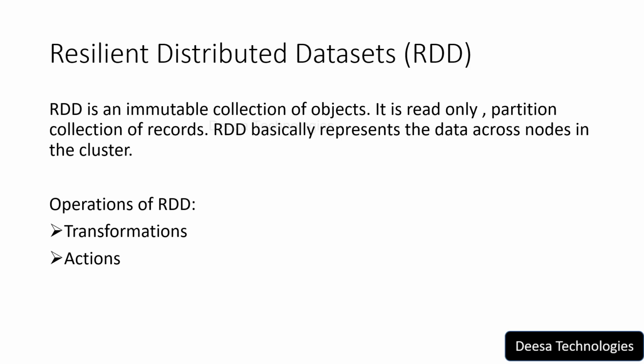Transformations change the data, and give you another RDD. Actions basically give you the final output. So these are the two basic things, right? Spark follows lazy evaluation. Now this is important to understand. This is where we are explaining how Spark is faster than your MapReduce. So Spark follows lazy evaluation.